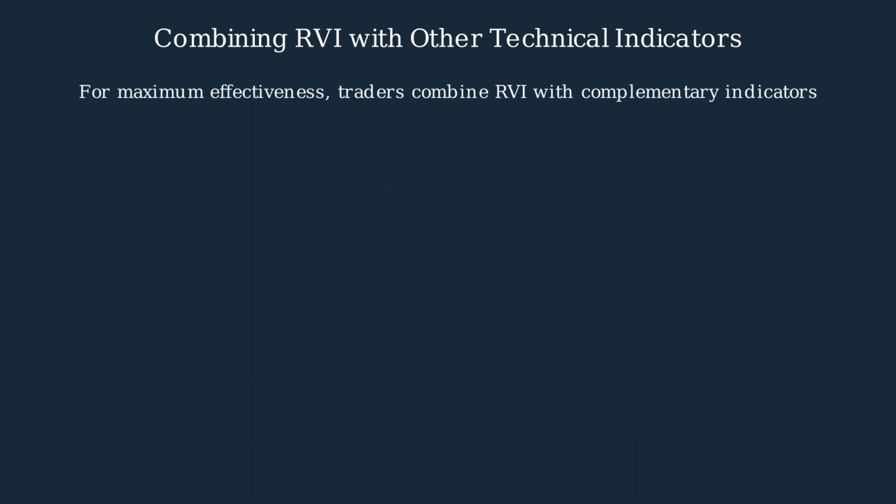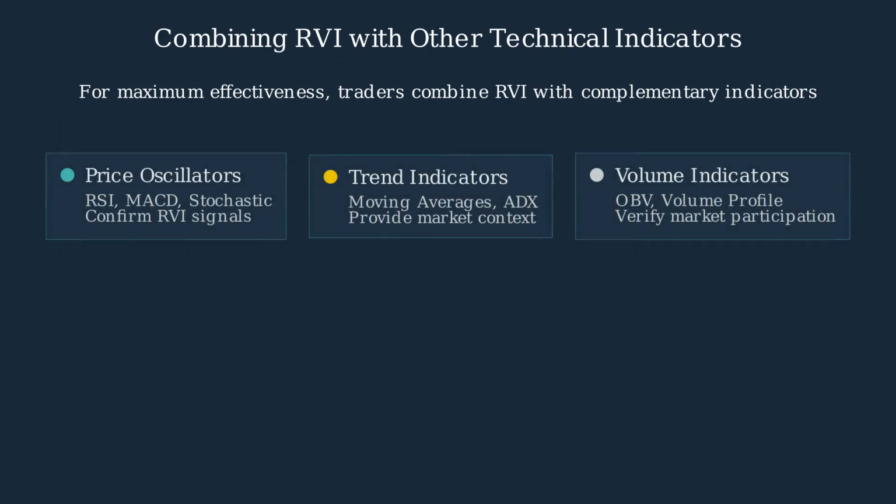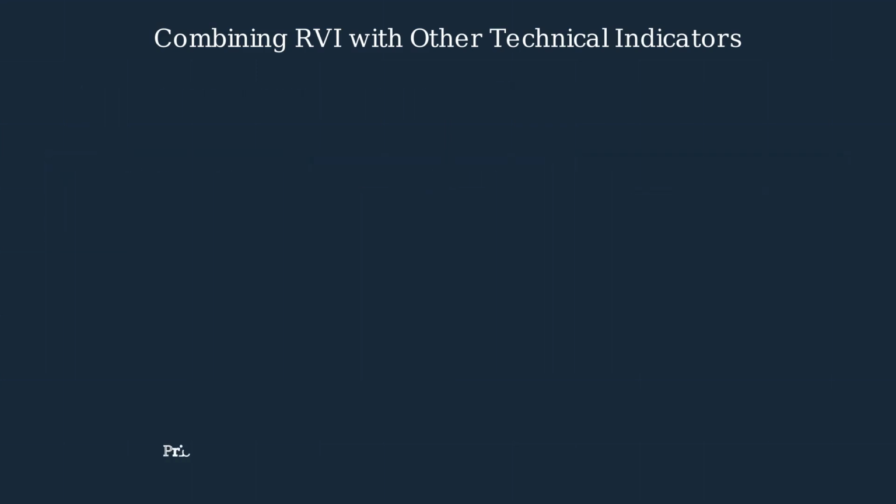For maximum effectiveness, traders typically combine the Relative Volatility Index with other complementary technical indicators. These indicators generally fall into three main categories: price oscillators, trend indicators, and volume indicators. Let's examine how these indicators work together.